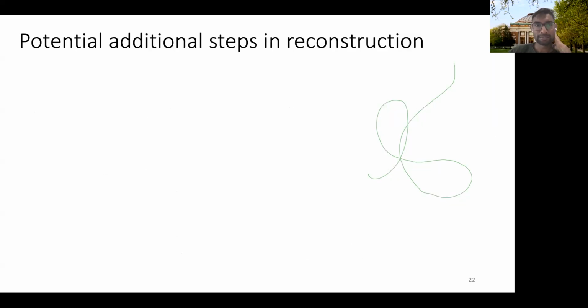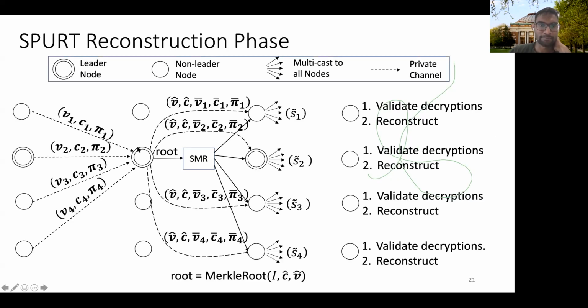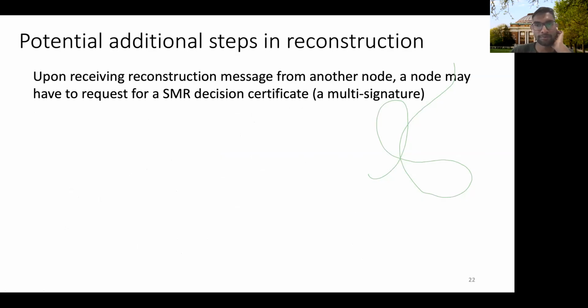There are some additional steps that we need in the reconstruction phase. That all shows up because we are relying on the leader to send private messages to each node. The leader may not send the private message to some node, and still the entire protocol proceeds. So we want that eventually everybody gets back the private messages that they should have at the end of a good execution of the protocol. All those steps will require an additional step.